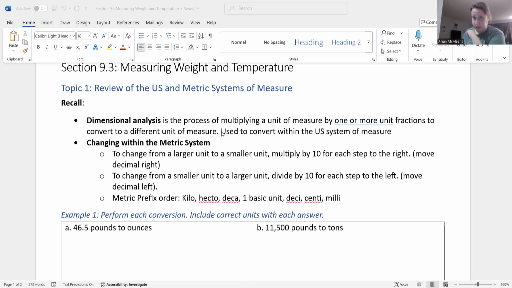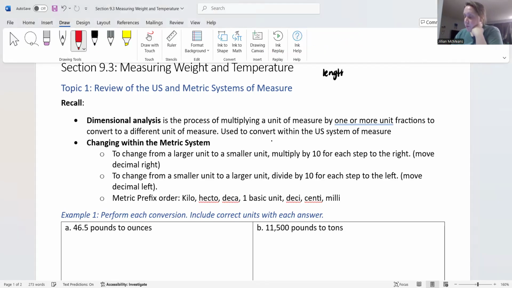Now, when it comes to the metric system, what's so nice about the metric system is it's all based on powers of 10. So you're dealing with a basic unit. So when we're dealing with the metric system for length, in the metric system, the basic unit is the meter. It's the meter. For volume or capacity, we're dealing with the liter. And then for weight, we have the gram. Okay. Now within the metric system, we have one single basic unit. So 1 meter, 1 liter, 1 gram.